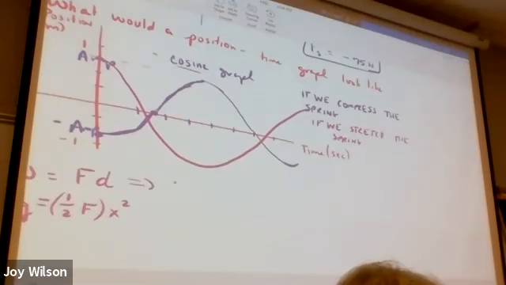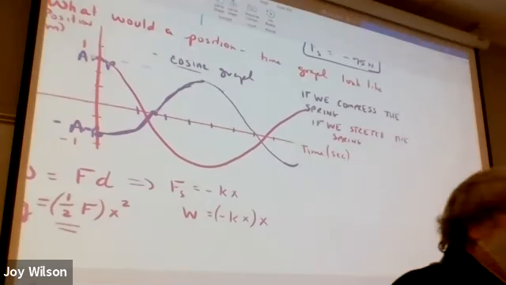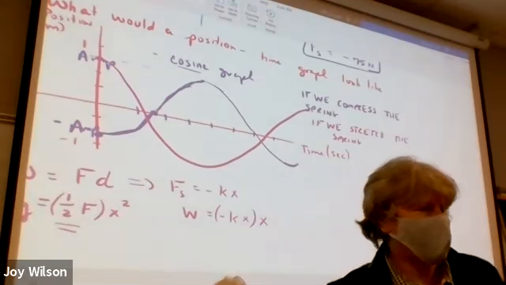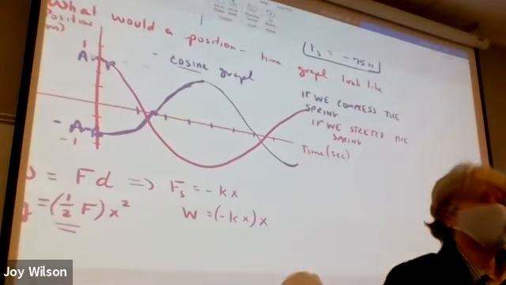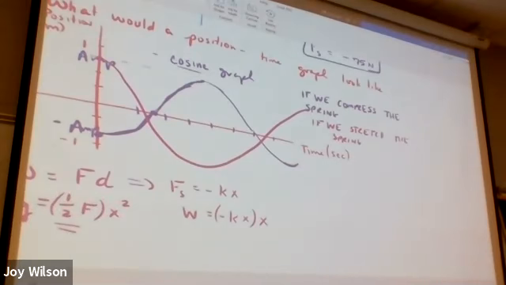What is the force on a spring? Negative kx. So if I do work, it would be negative kx times x. That's where the x squared comes from. So why do I average the force? What's important? Why do I have to average the force here? The spring force is changing.